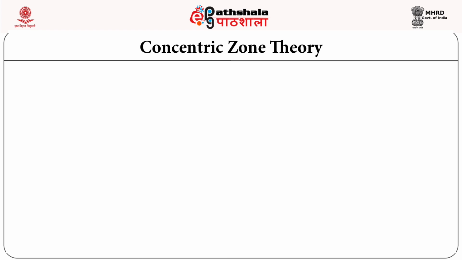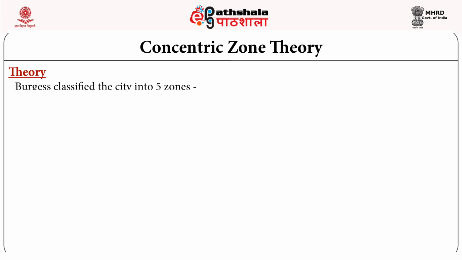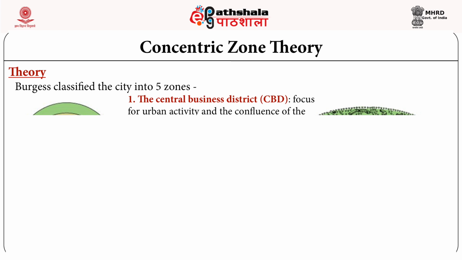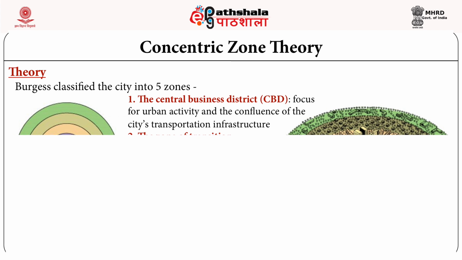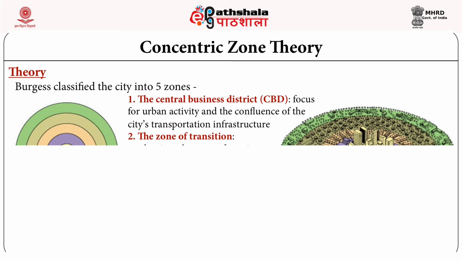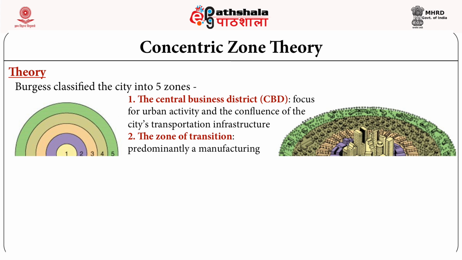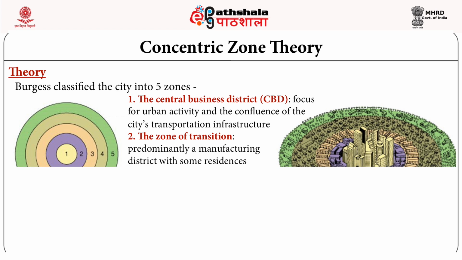And he classified the city into 5 zones, as you can see from this figure. There is a central business district, which is number 1, at the center, which is a focus for urban activity and the confluence of the city's transportation infrastructure. And you can see also a view of this sort of a city. Then we have zone 2, which is a zone of transition, which is predominantly a manufacturing district with some residences. The third zone, these are all contiguous zones, one after the other.